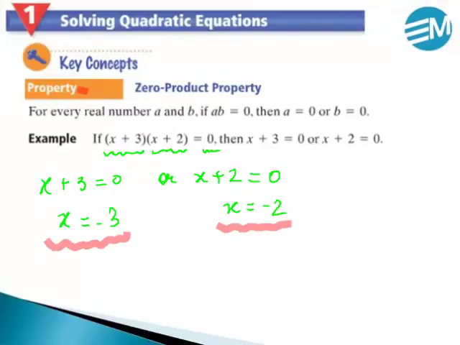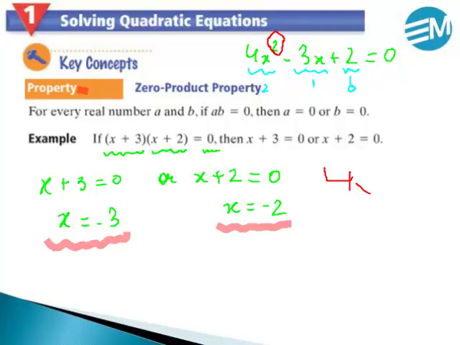So we have two answers. If we have two factors, then we have two solutions. We have a maximum of two solutions. When we solve the product of these two factors, we are going to get a quadratic equation. Example, 4x squared minus 3x plus 2. It consists of three terms. The degree of the first term is 2, the degree of the second term is 1, and the degree of the constant is 0. But the highest degree is actually the degree of the whole equation.